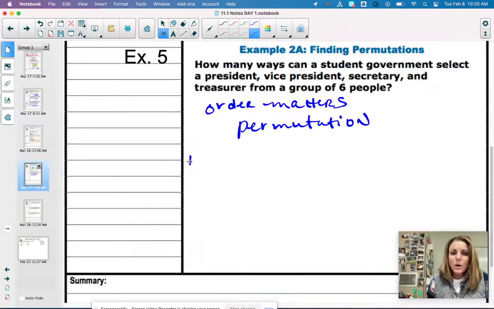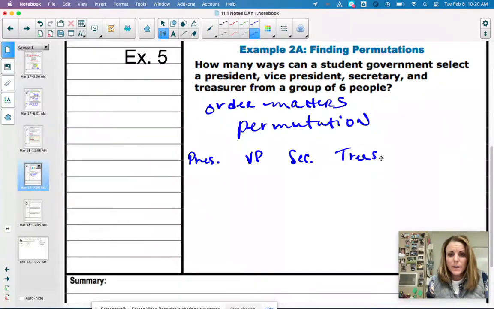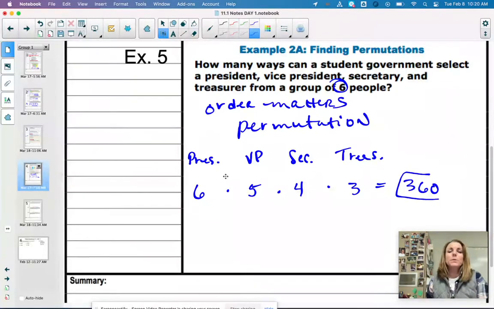So we're talking about picking a president, a vice president, a secretary, and a treasurer, and we're starting with 6 people. Well, there are 6 people to choose from for a president. Once we pick the president, there's 5 for the vice president, 4 for the secretary, 3 for the treasurer. 6 times 5 times 4 times 3 is 360. We just used the fundamental counting principle.